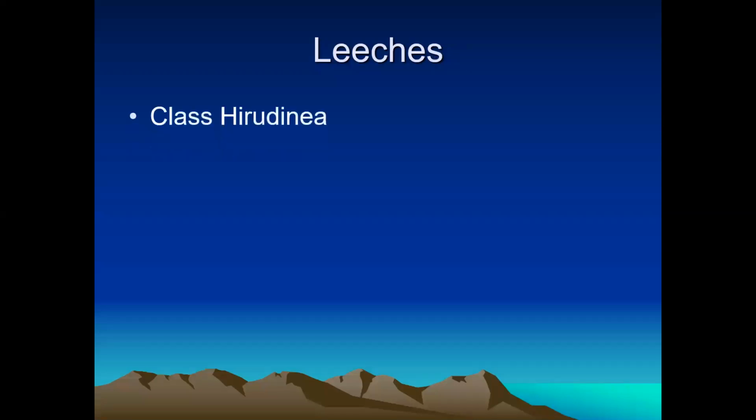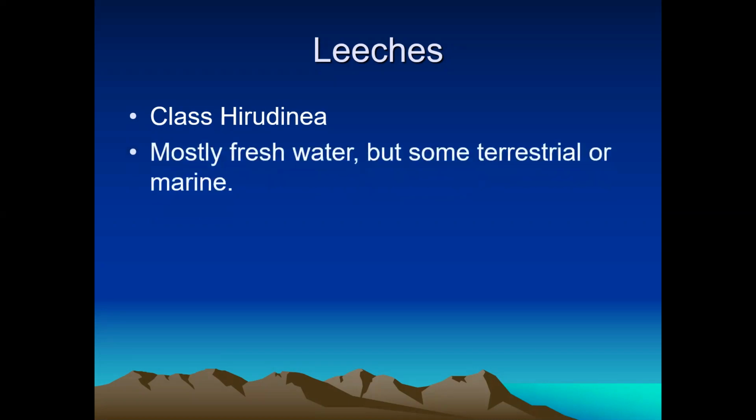Leeches. This is class Hirudinea. And these are mostly freshwater. You can find some terrestrial and some marine. I'm not familiar with any, but the freshwater ones, I've had a few of these attached to me as I was a kid playing in creeks and things.